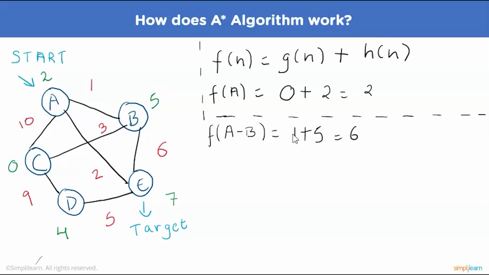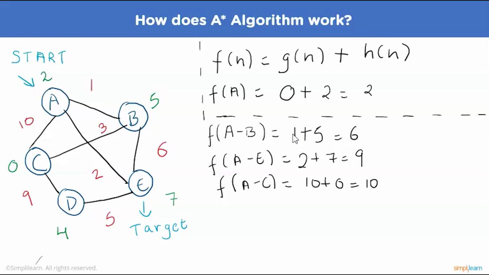Next, let's look at the cost of taking the path A to E, right? F of A to E. So this is going to be 2 because the cost of taking this path is 2, along with the heuristic value of E, which is 7. So this is going to be 9. And let's look at f of A to C. Now the cost of taking this is going to be 10 plus the value of C, which is 0. So this is going to be 10.